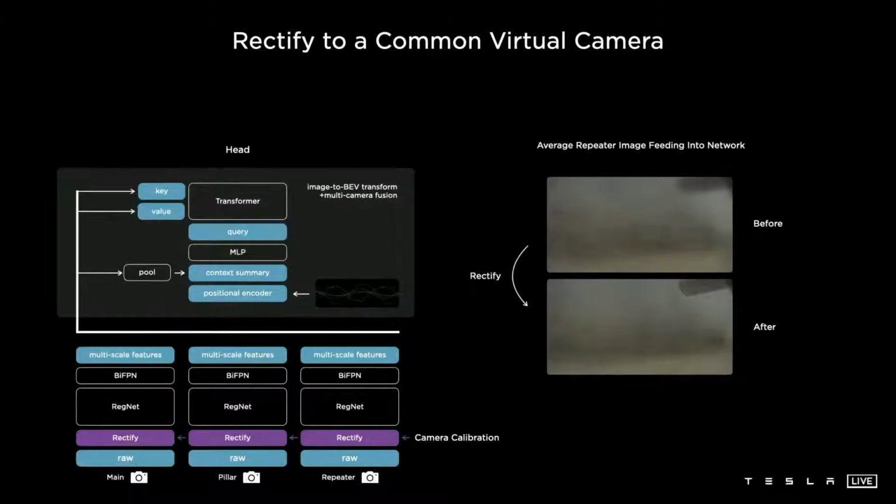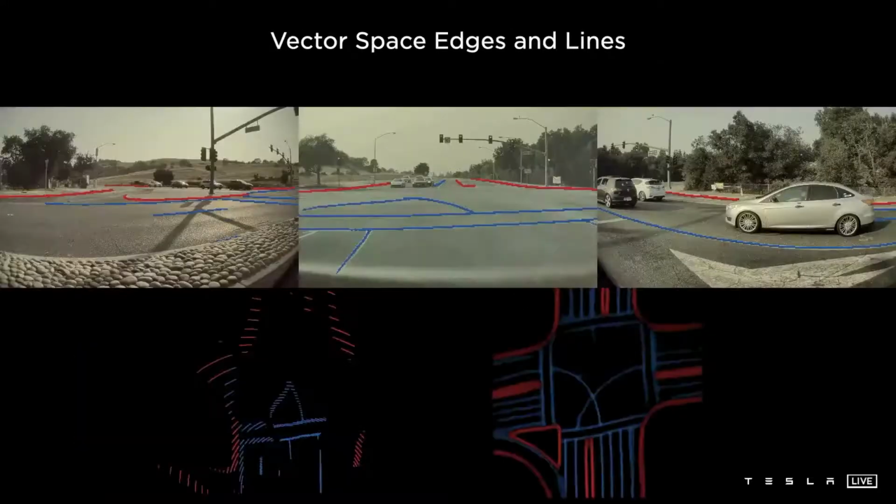So this is what that would look like. We insert a new layer right above the image, the rectification layer. It's a function of camera calibration, and it translates all of the images into a virtual common camera. So if you were to average up a lot of repeater images, for example, which face to the back, without doing this, you would get a kind of a blur. But after doing the rectification transformation, you see that the back mirror gets really crisp. So once you do this, this improves the performance quite a bit.